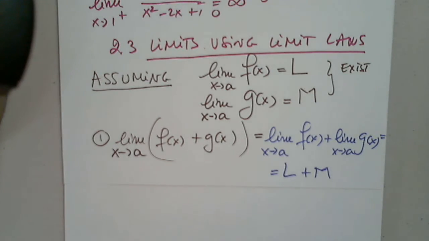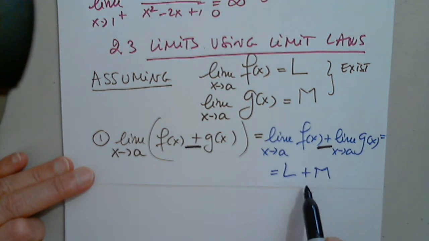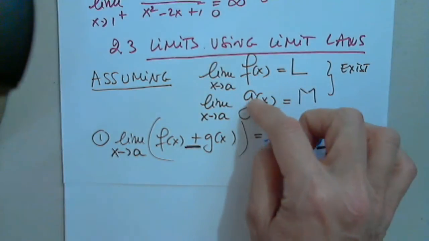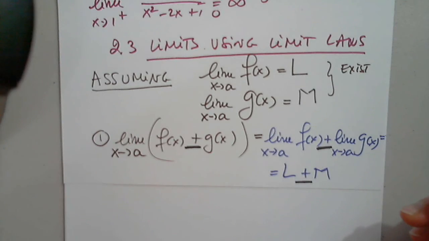I like to present these two together because they are together. If I have minus here, then I have minus here, then I have minus here. This limit law is applicable only if these two have limits that exist, right? If their limits exist. Otherwise, the limit law cannot be applied.